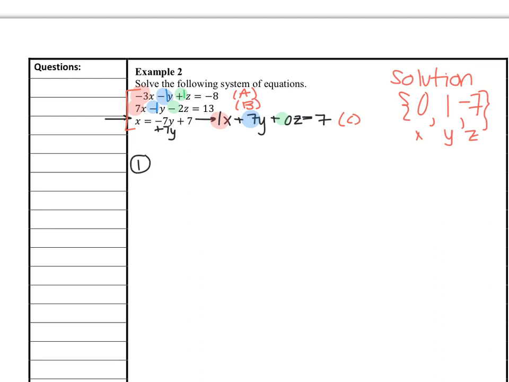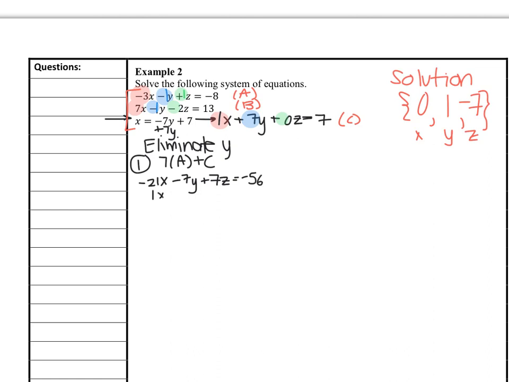Step 1, we are going to first, again, eliminate y. So if I want to eliminate y, I need to get equation A and B to have 7s in it, because C has a 7y. So let's take A and multiply it by 7 and add it with C. Okay, so 7A plus C. So take every single piece in A and multiply it by 7. So that's a -21x minus 7y plus 7z equals -56. And then C can stay exactly the same way.